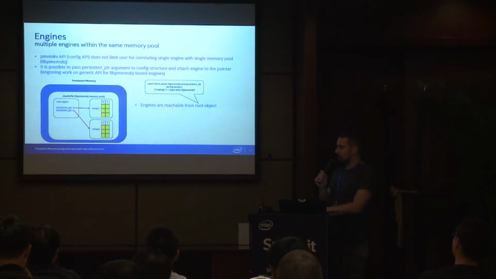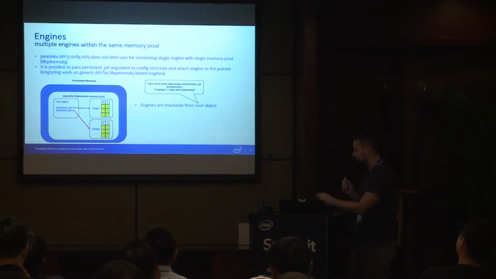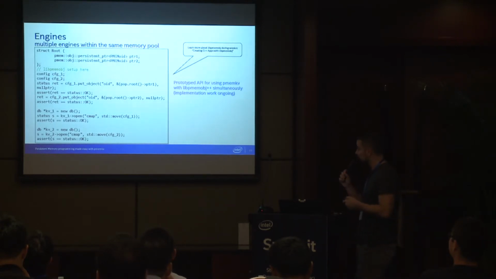So it will be obligatory parameter for Pmemkv-based engines. And again, if you want to hear more about these concepts, root object, persistent pointer, I redirect you to another session tomorrow about creating C++ applications with Pmemkv. This is the prototype API, but I'm not going to talk about this right now.